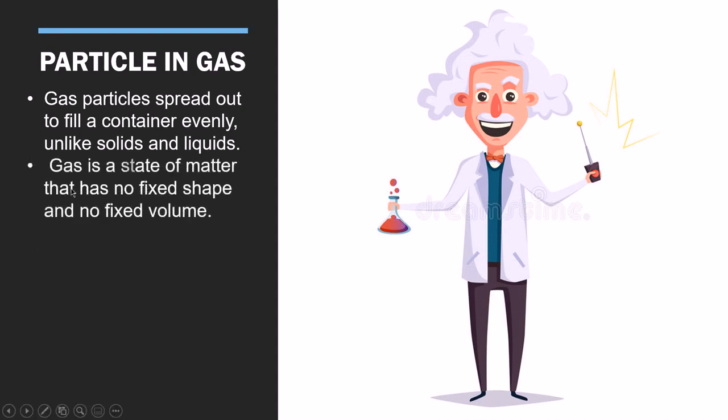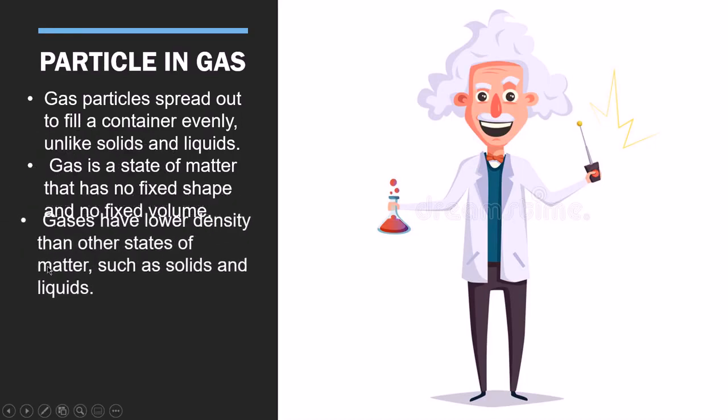Now let's learn about the next point. Gas is a state of matter that has no fixed shape and no fixed volume. So it's a matter. As we know, there are three states of matter: gas, liquid, and solid. So gas is also matter, but it has no fixed shape. It's the only matter which has no fixed shape because it's spread evenly. The particles are not joined together.